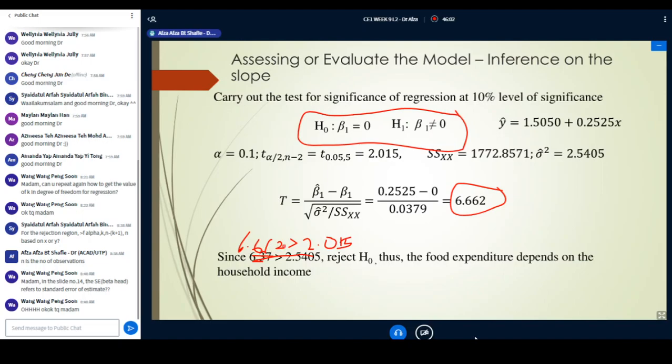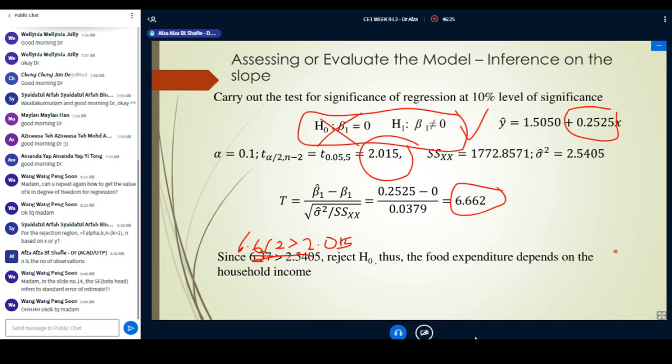6.662, this value is bigger than this value, then I will reject this. So this is not true. This is okay. That means my income can be a negative gradient or positive gradient, it does not matter. But looking at it, I got a positive here. So that means it should be positive.